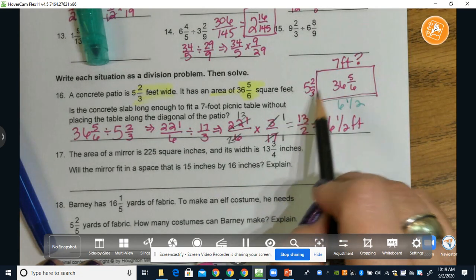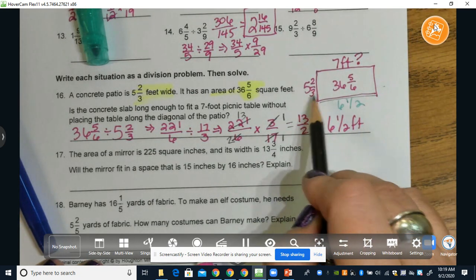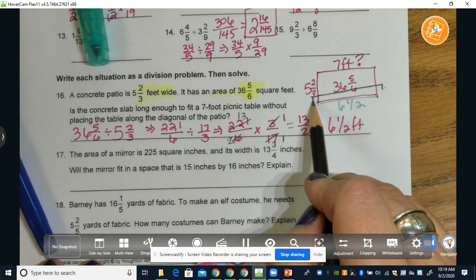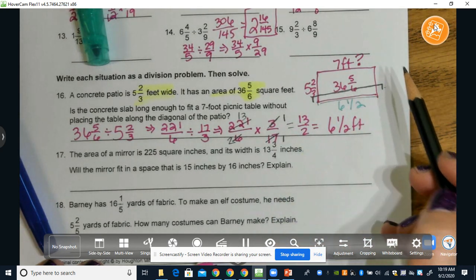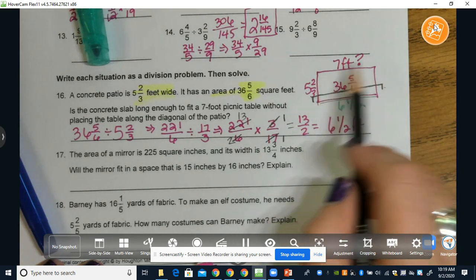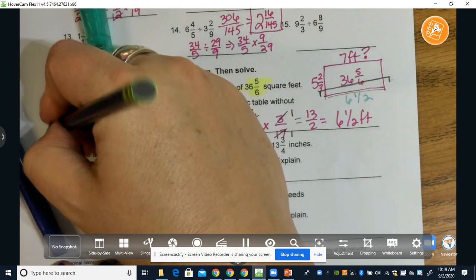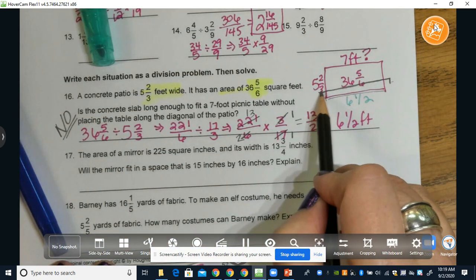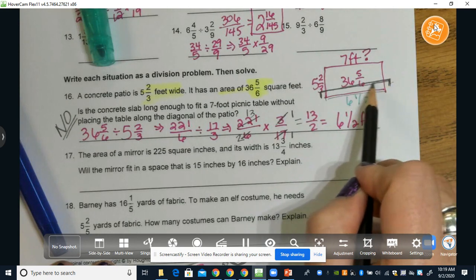A 7-foot table is not going to work because your table will be off that concrete patio, and it's going to be a little lopsided. It's not going to be level. So my answer is no, this would not work. You're going to have some overhang of your table.